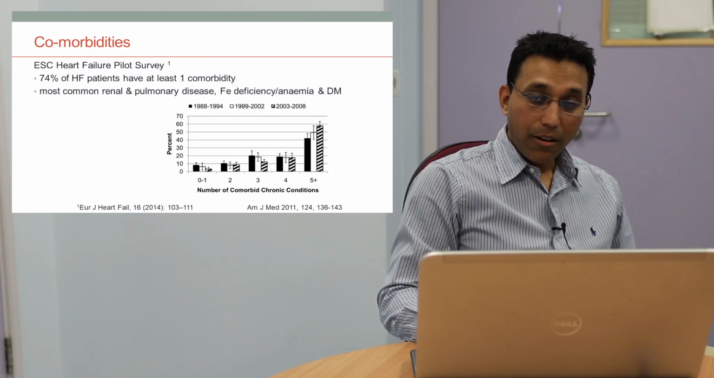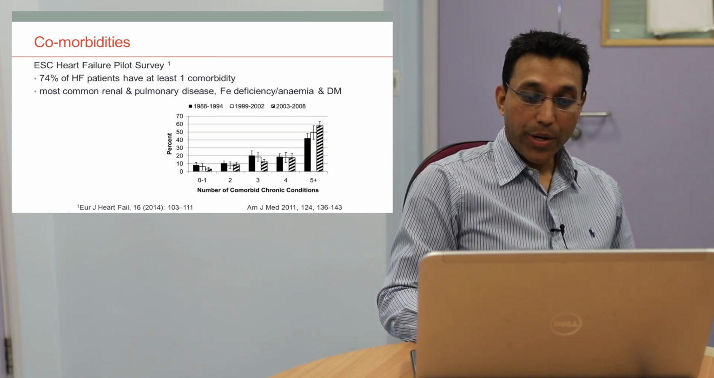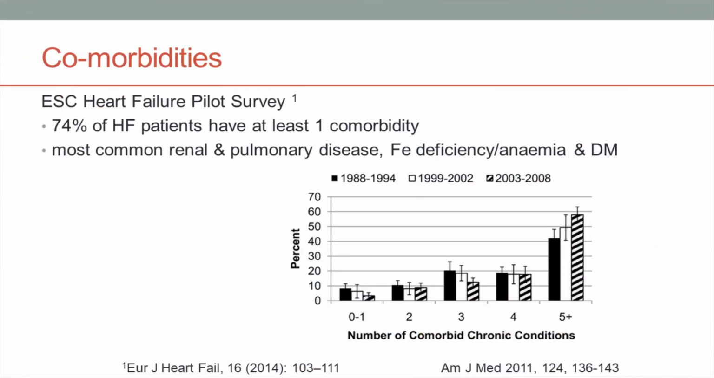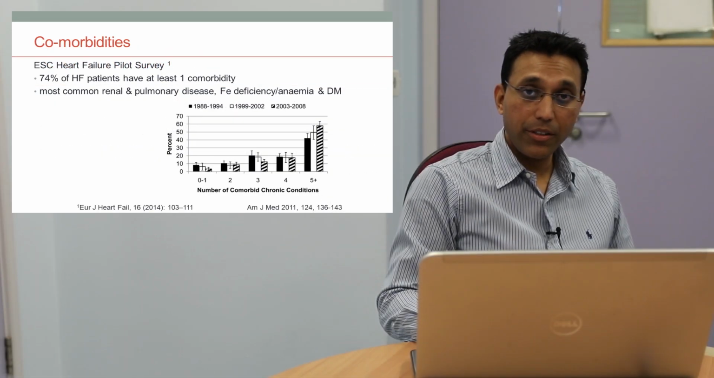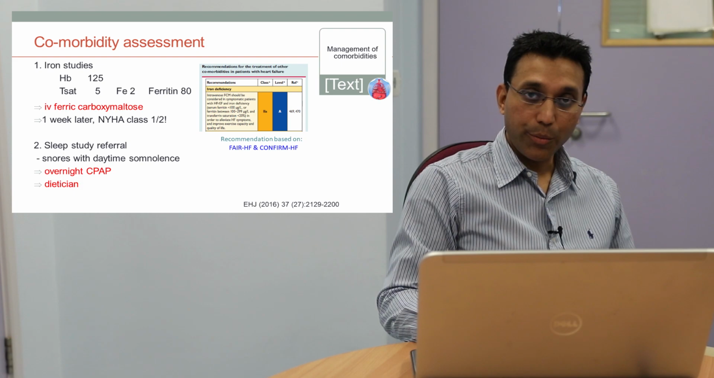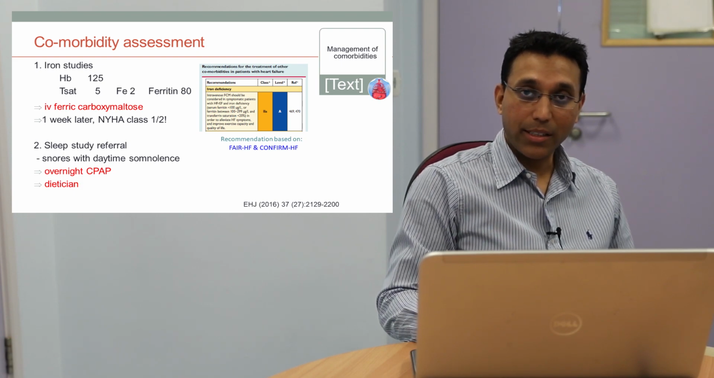So in the ESC heart failure pilot survey, about three-quarters of heart failure patients had at least one comorbidity, and commonly these included renal disease, pulmonary disease, iron deficiency or anemia or a mixture of both, and diabetes mellitus. However, if you look closely, a significant number of patients have more than 5 comorbidities. We made a full assessment of the comorbidities in this lady. I have to be honest, in hindsight, we should probably have assessed these at an earlier stage.